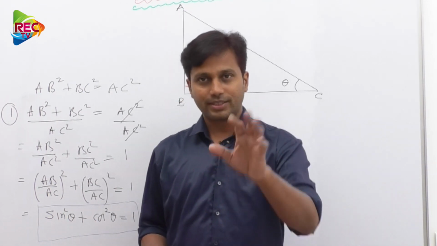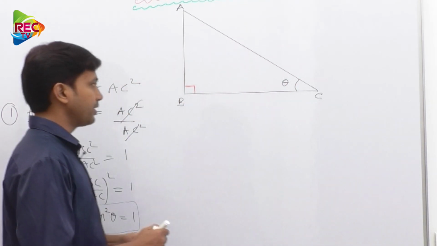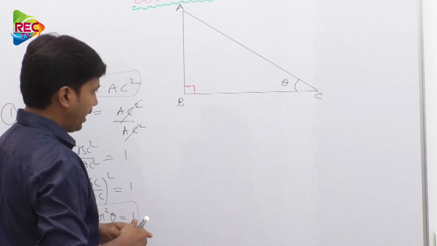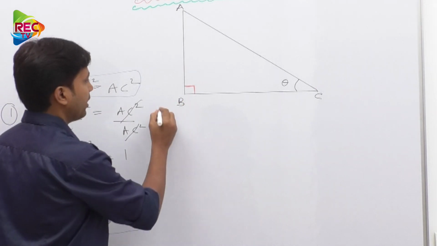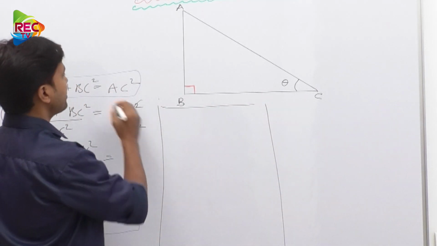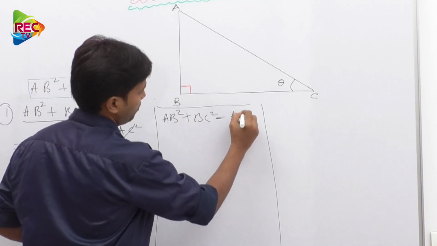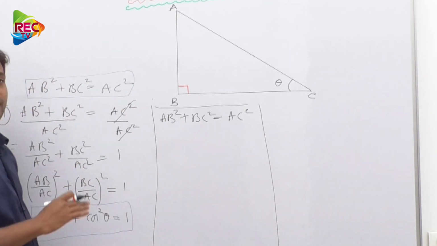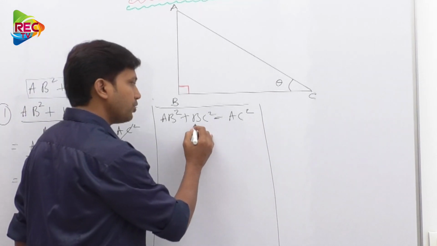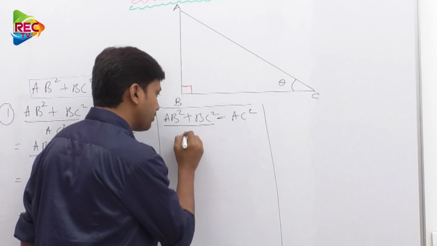Now let us do one more experiment. Let us do one more division based on this. Again we take the Pythagoras relation here. I'll write this down in a box so that you can understand. AB square plus BC square equal to AC square. Previously in this relation we divided both sides by AC square. Now let us choose another one. Say, for example, you divide both sides by BC square. Let us do this. We are dividing both sides by BC square.